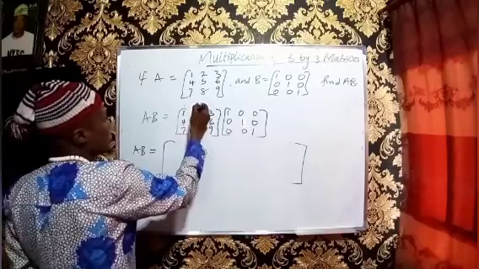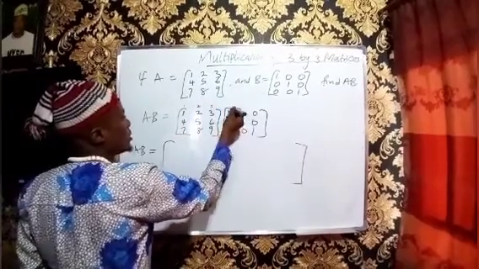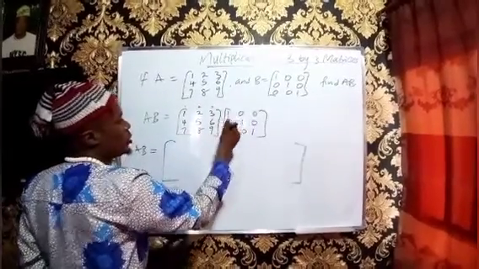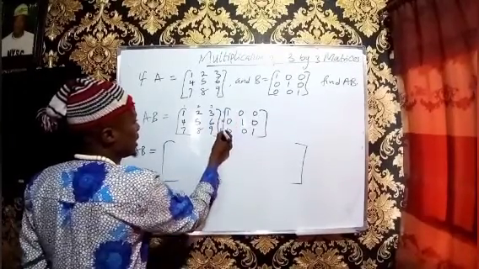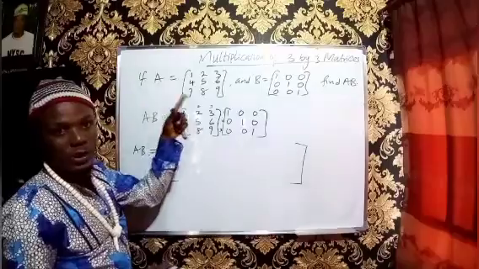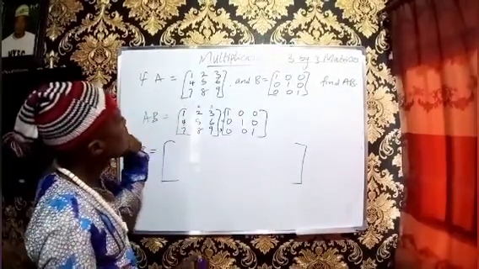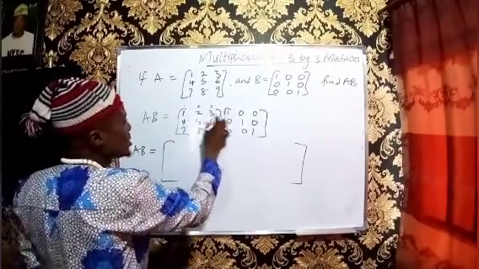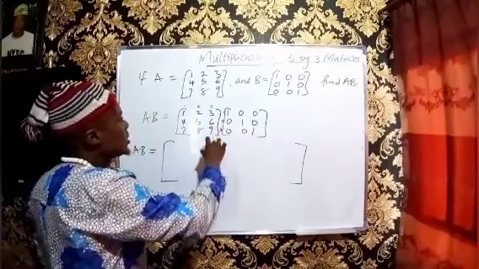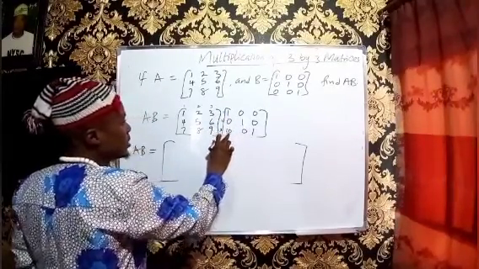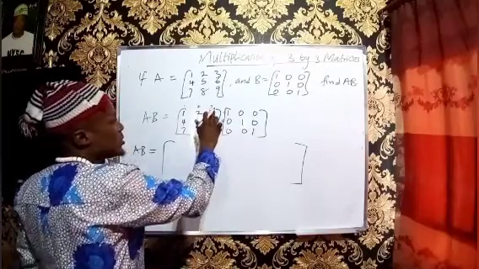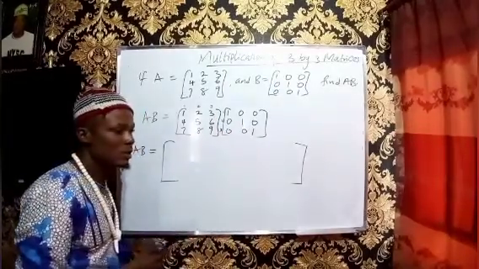This is the first, second, third for the row. Then the column, this is first, second, and the third. The idea is that first row multiplies first column, second element in the first row multiplies second element in the first column, third element in the first row multiplies third element in the first column.